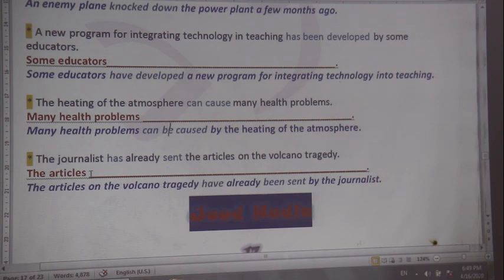The last example, the journalist has sent, and here we need to make it passive. We only add been, and we pay attention to the subject-verb agreement. So the articles on the volcano tragedy have been sent by the journalist.